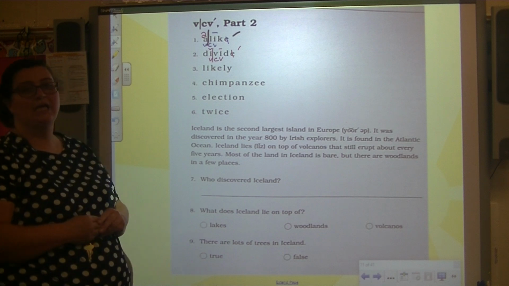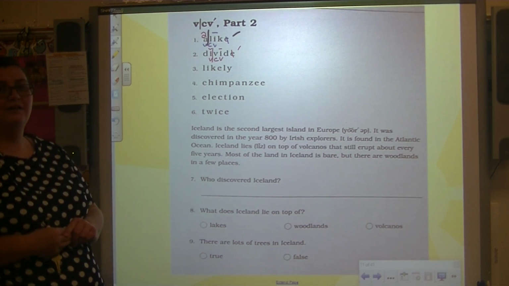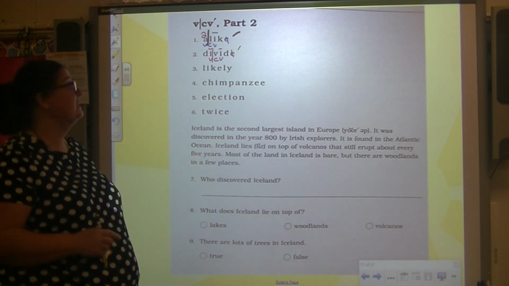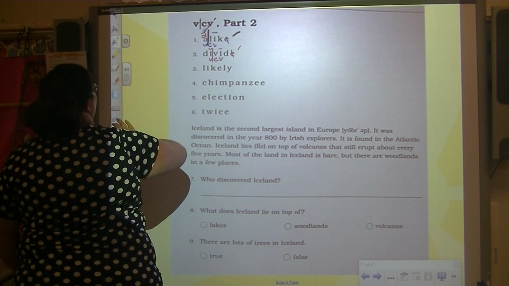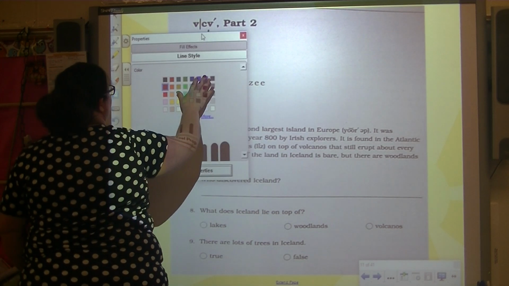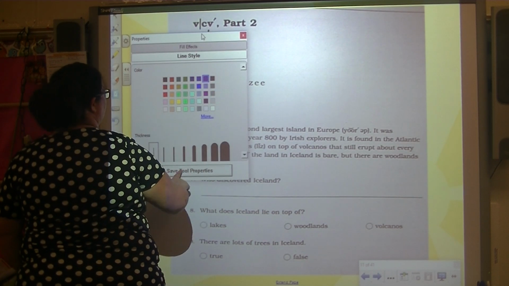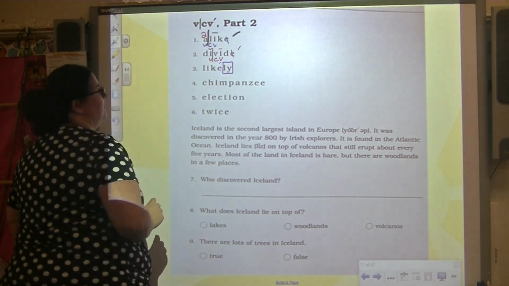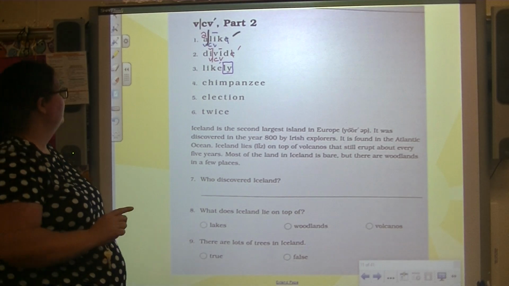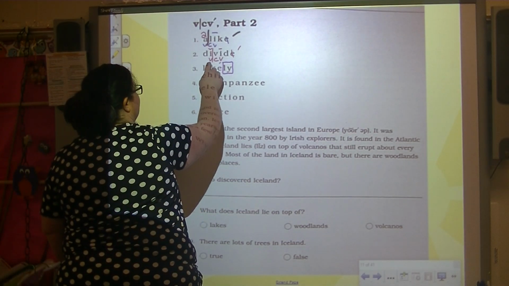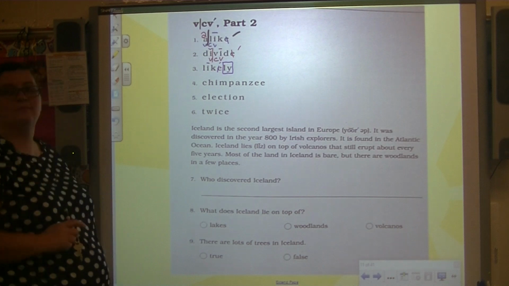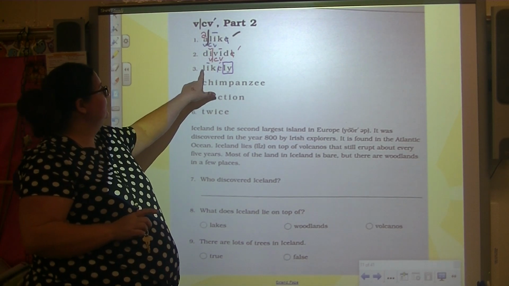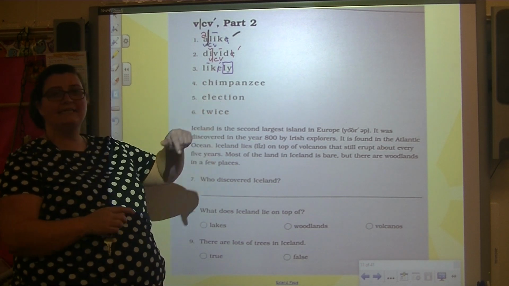Number 3. You have a suffix. What suffix do you have? ly. So your accent is on the root word. Now we have I, sneaky E. Now we can sound it out. Likely.